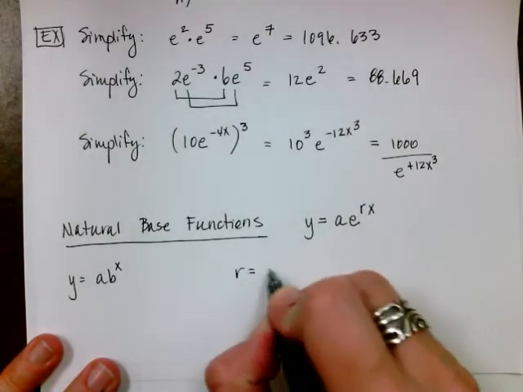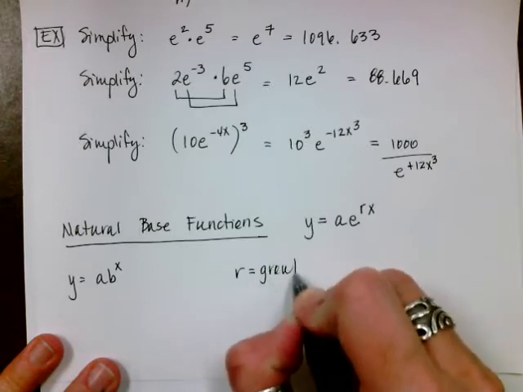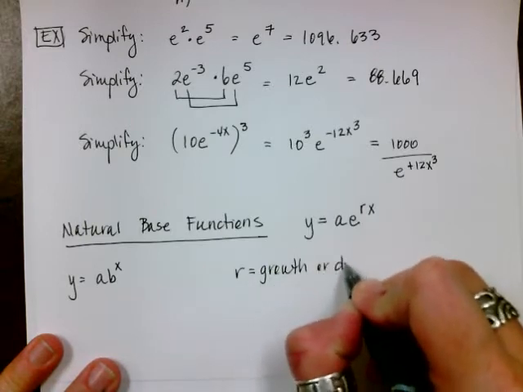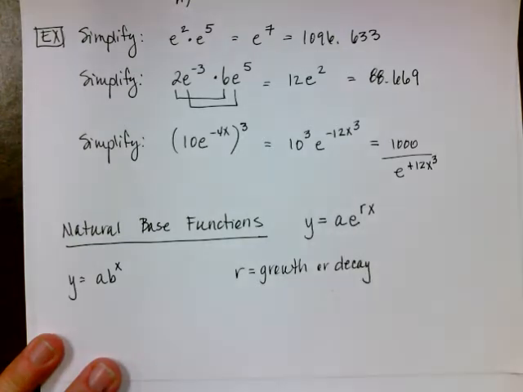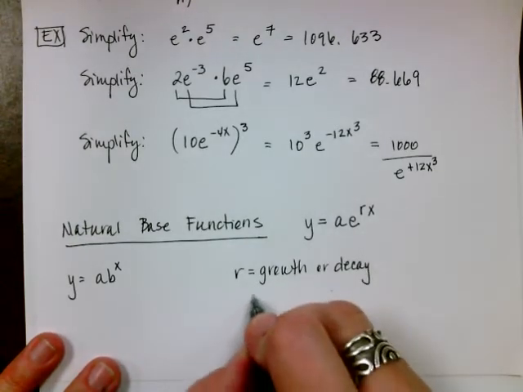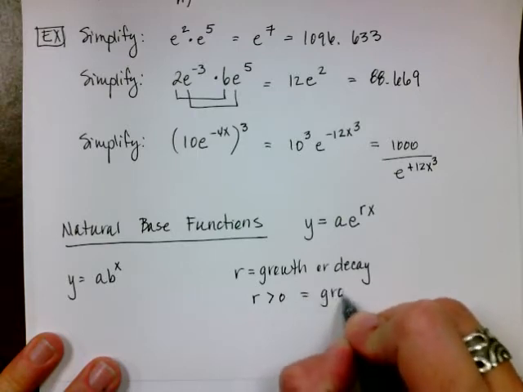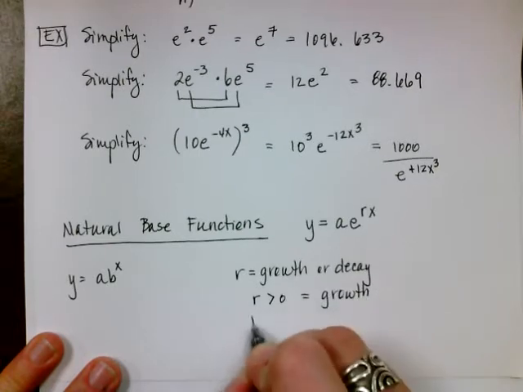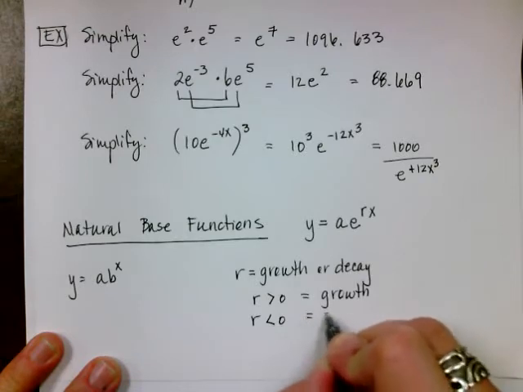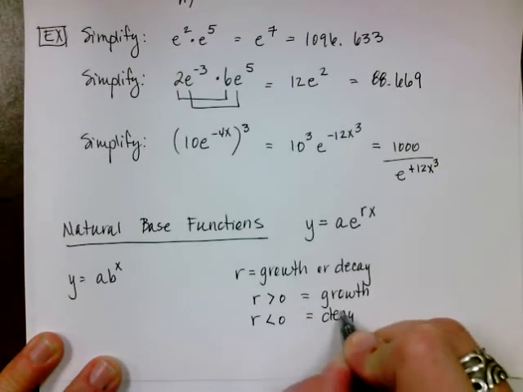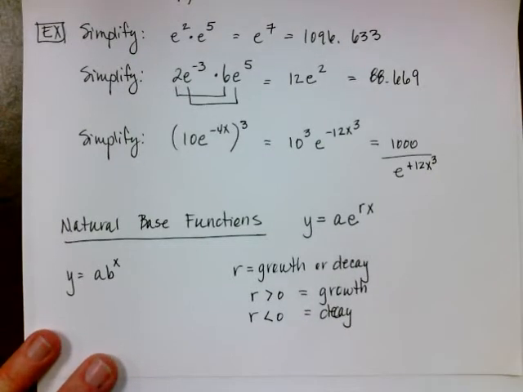r is going to be your growth or decay. In this one, it's kind of one multi-purpose equation. If r is positive, then that means that it is growth. And if r is negative, that means that the equation, oops, I forgot the c, is decay.